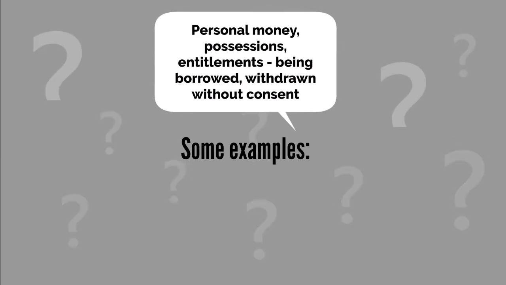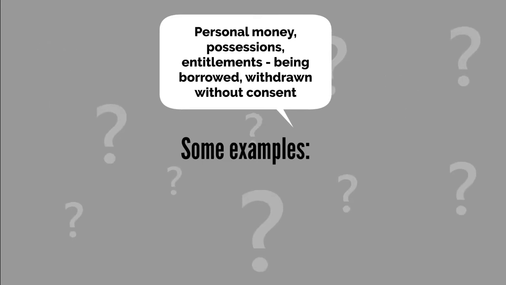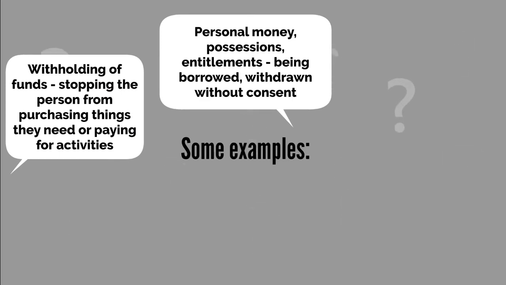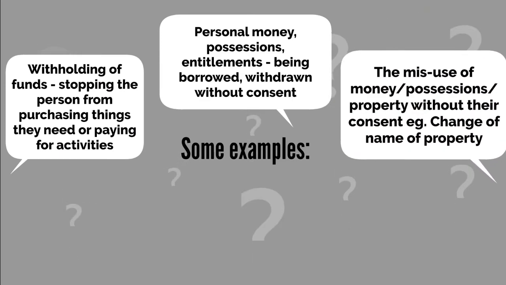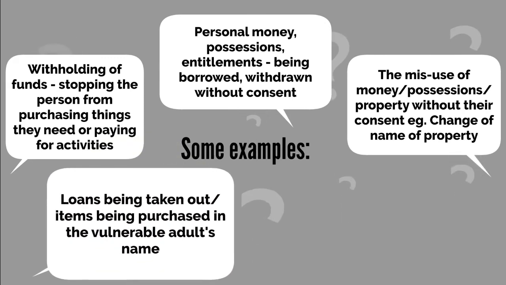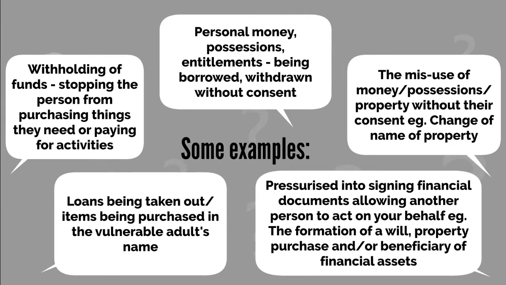Examples of this are personal money, possessions, entitlements being borrowed, withdrawn without consent, withholding of funds, stopping the person from purchasing things they need or paying for activities, the misuse of money, possessions, property without their consent, for example, change of name of property, loans being taken out, items being purchased in the vulnerable adult's name, pressurized into signing financial documents, allowing another person to act on your behalf, for example, the formation of a will, property purchase, and/or beneficiary of financial assets.